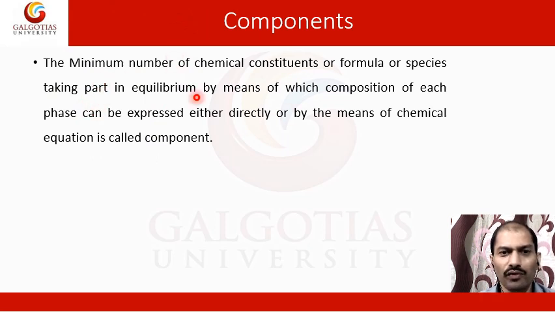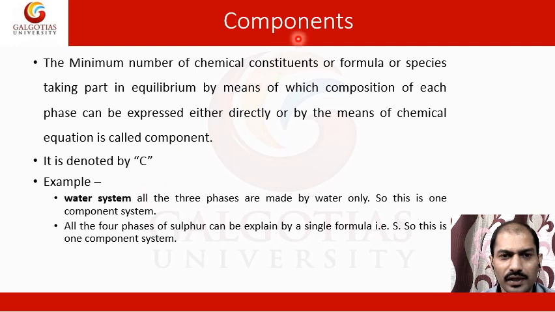So the minimum number of chemical constituents or formulas, you can say, or species taking part in an equilibrium, by means of which the composition of each phase can be expressed either directly or by means of a chemical equation, is called a component. It means how many components are part of a particular reaction or phase transition. So in a chemical equation, you can say how many components there are. It is denoted by C, which represents the components.